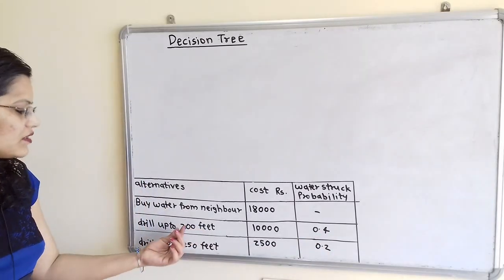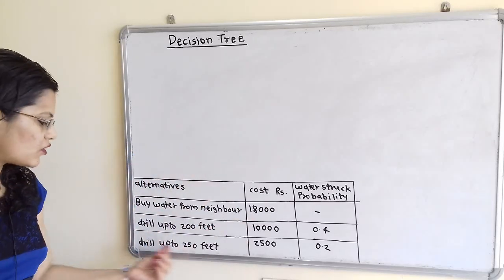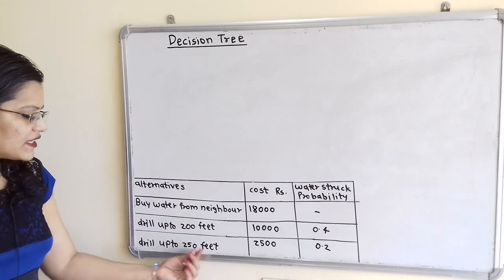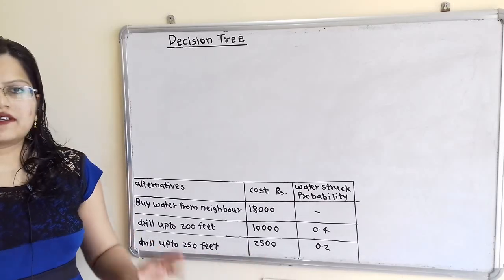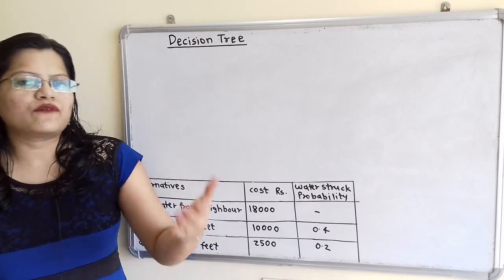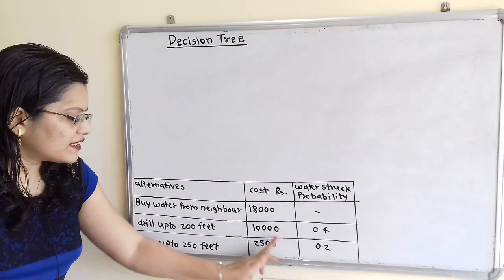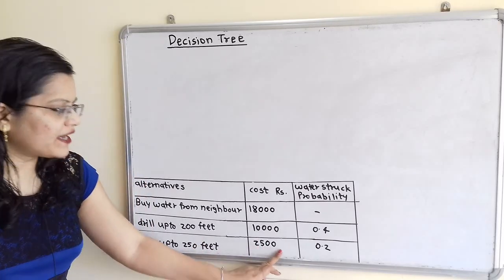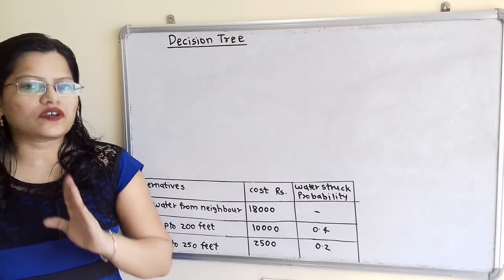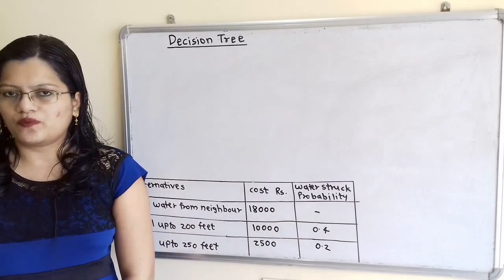And the third option, if no water struck, then again we have to move for the third option, that is drill well up to 250 feet. Now this cost is 2,500. That means 200 feet well is already drilled and we have to move for extra 50 feet. And here it costs rupees 2,500, and here also 2 chances, that is water struck or no water struck. So water struck probability is 0.2.